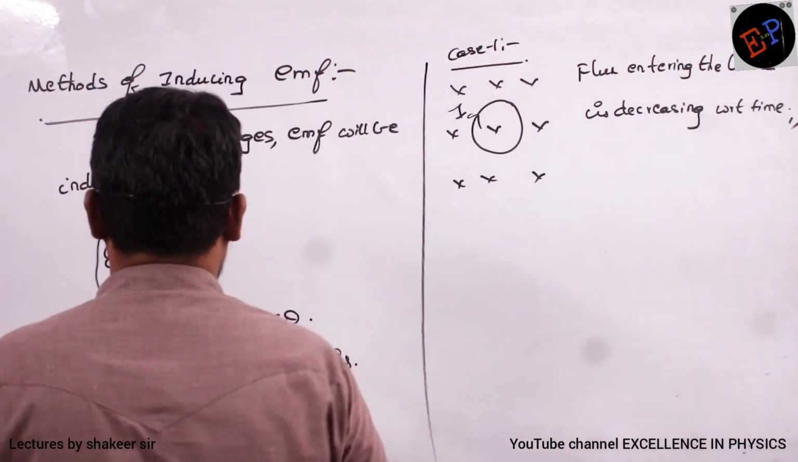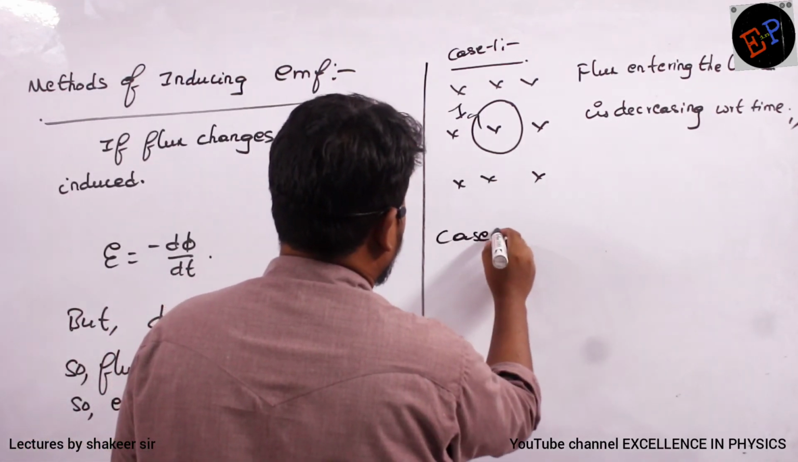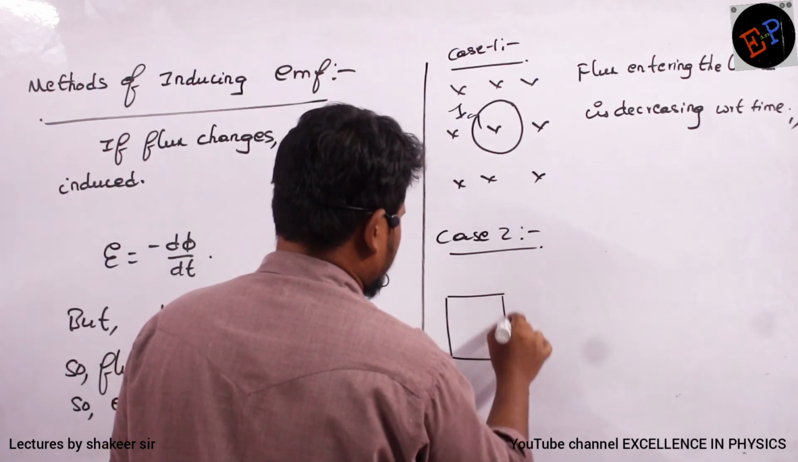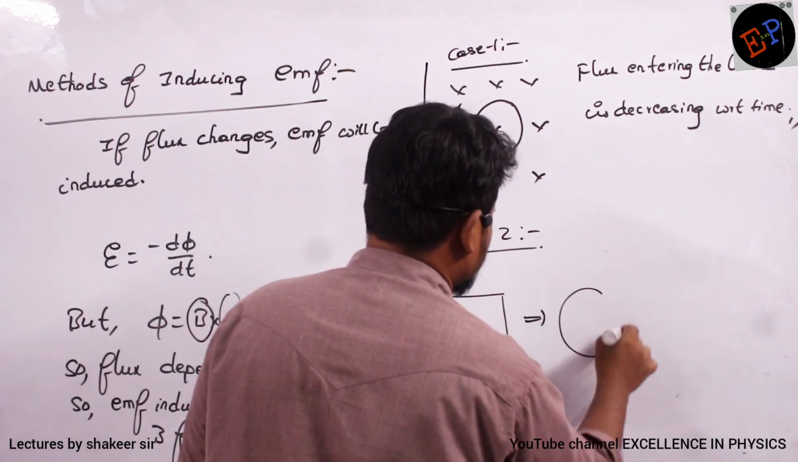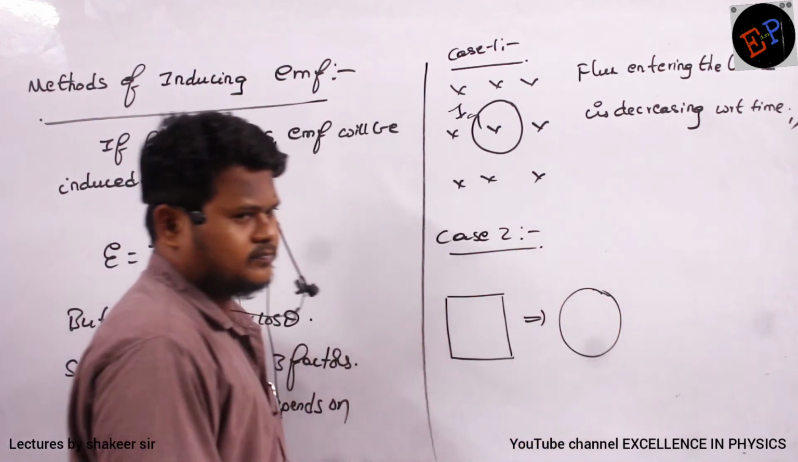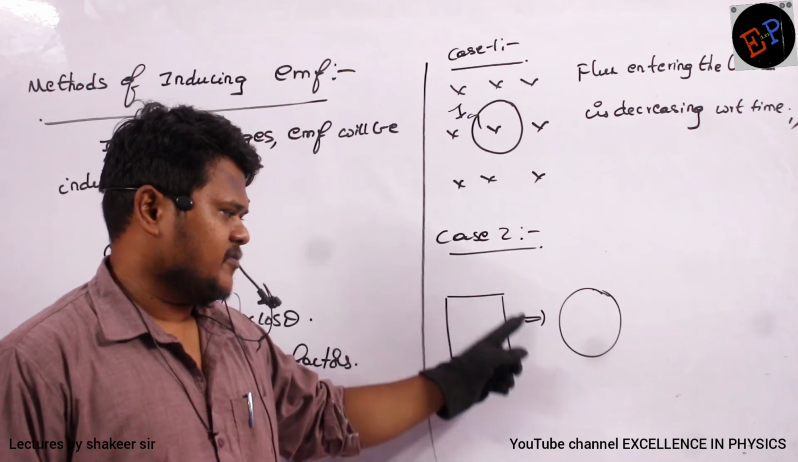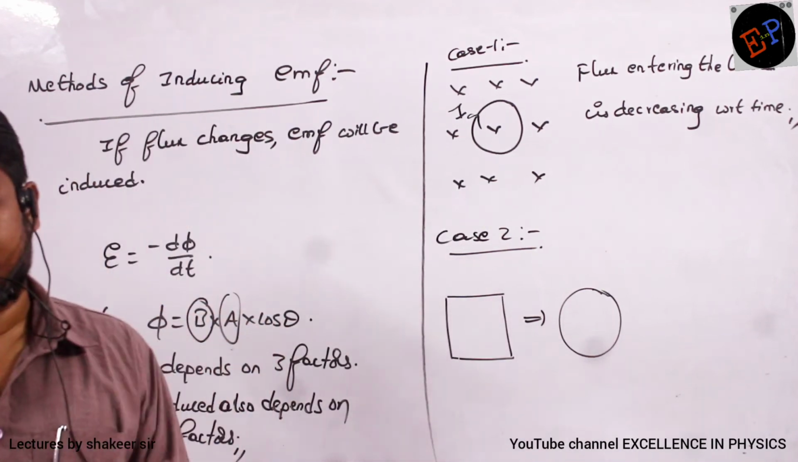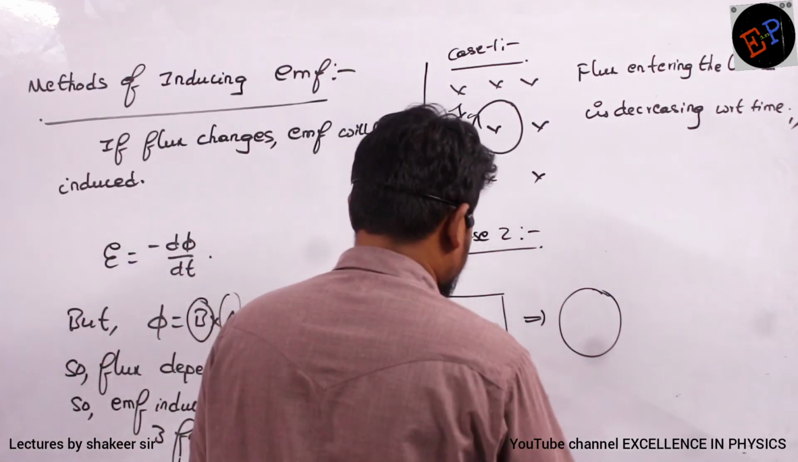Let us see one more change. Area. See here, case number 2. Initially this was a coil. Clear? And this coil I have converted into a circular coil. Will the area change or not? The wire was previously present in the shape of a square. I have converted this into a circular coil. Area, will it change or not? Definitely area changes. Clear?